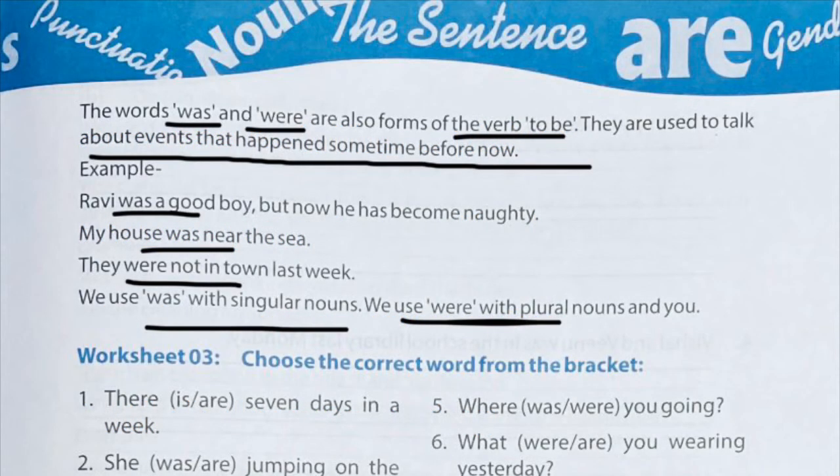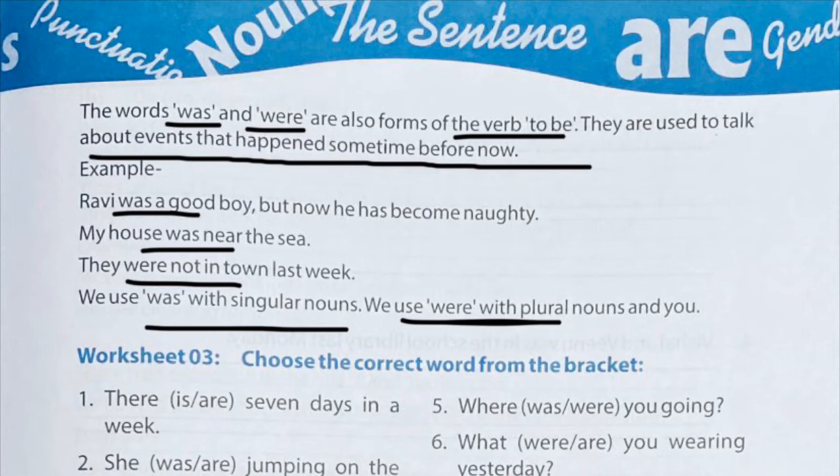Now please come to page number 75 as we are going to discuss the main point today, was, were, where it is used and when we can use was, were. First of all, the words was and were are also forms of verb to be. Like is, am, are, was and were are also the forms of the verb to be. The difference is only that is, am, are are used in the present sense and was, were are used in the past sense. Okay, so they are used to talk about events that happened some time before now.